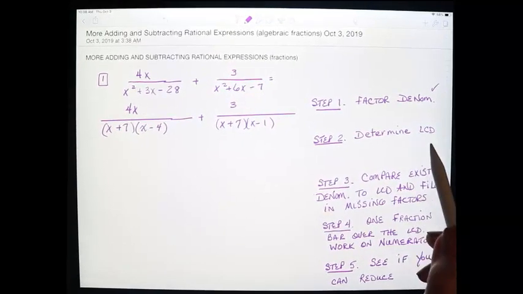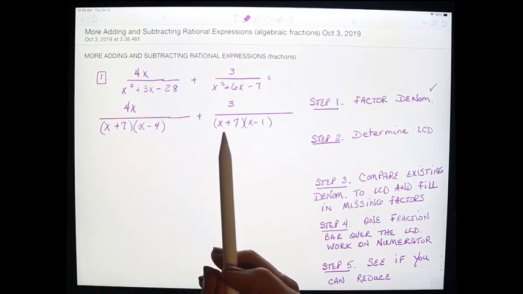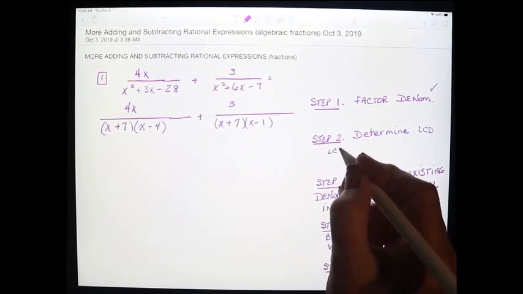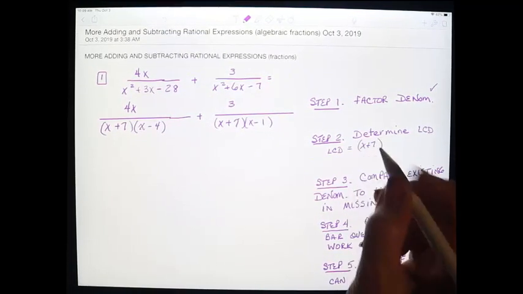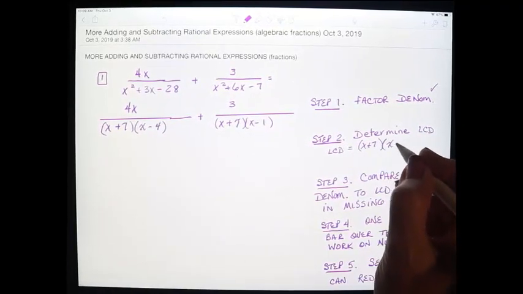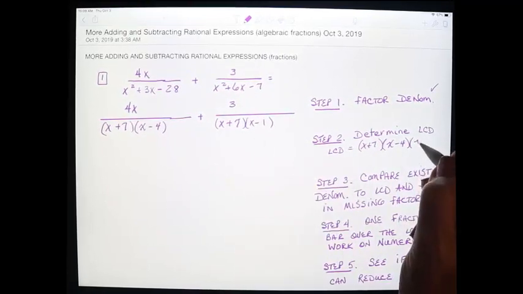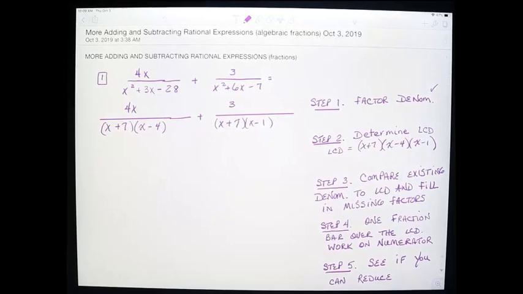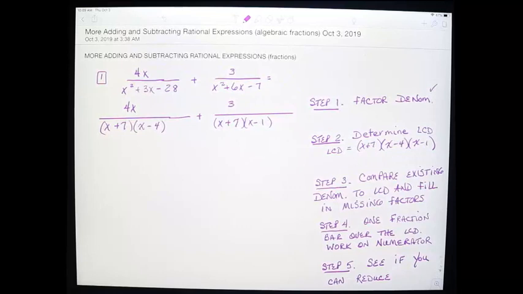So I've factored my denominators, so check off that first step. Now I'm going to determine the LCD. So I'm seeing 1x plus 7 here and 1x plus 7 there. So in the LCD, I'm going to list one of those x plus 7s. I also need an x minus 4. Remember, we form a product here, so we're multiplying these things together. I also need an x minus 1. All right, so I've got my denominators factored, and I have determined what needs to go in the LCD.